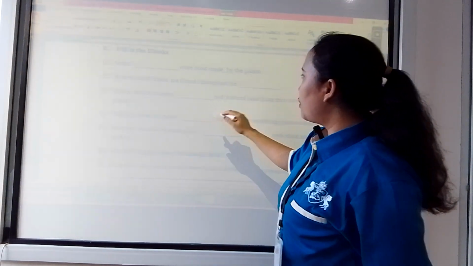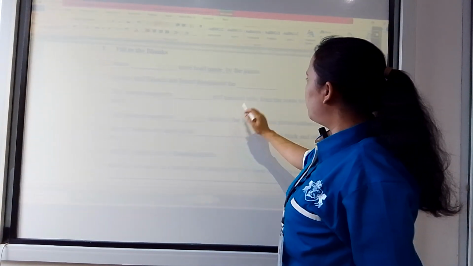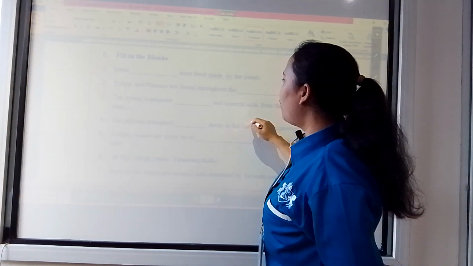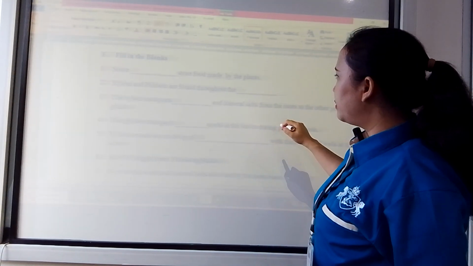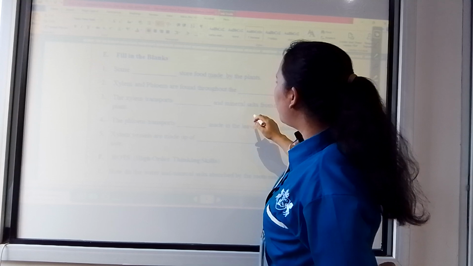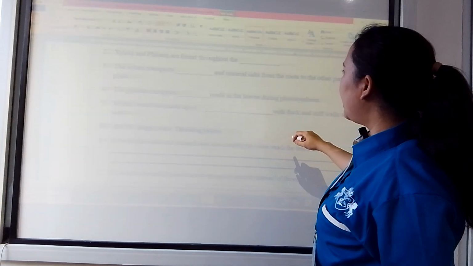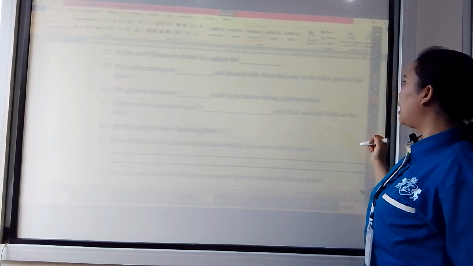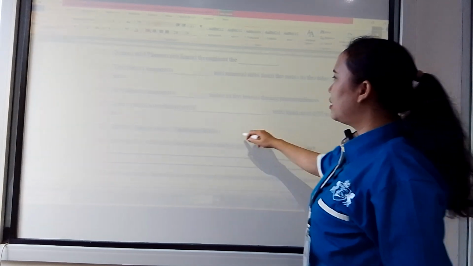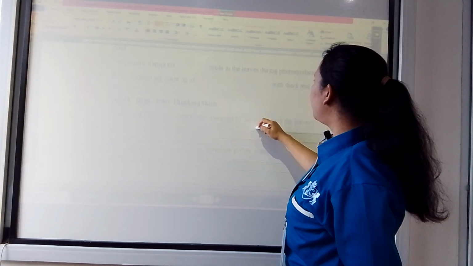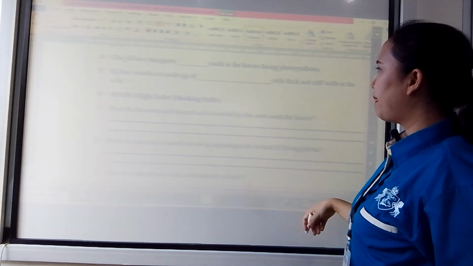Some roots store food made by the plants. The answer is roots. Xylem and phloem are found throughout the plant. The xylem transports water and mineral salts from the roots to the other parts of the plant. The phloem transports food made in the leaves during photosynthesis.